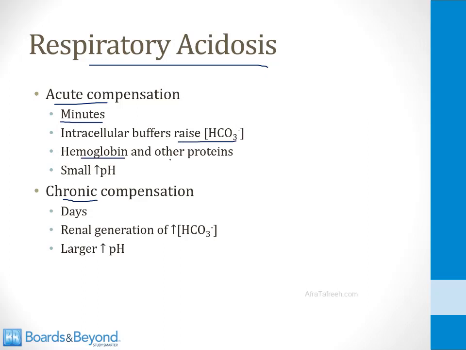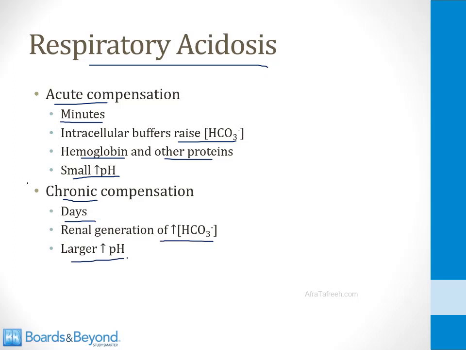These are things like hemoglobin and other proteins that can bind a little bit of acid, and this will lead to a small change in the pH. If the respiratory acidosis continues, however, after a few days, the kidneys will start to generate more bicarbonate and raise the serum bicarbonate, and this will lead to a much more substantial rise in serum pH.